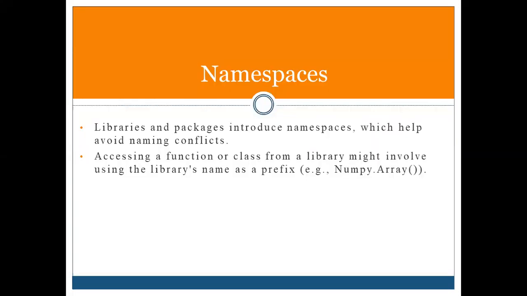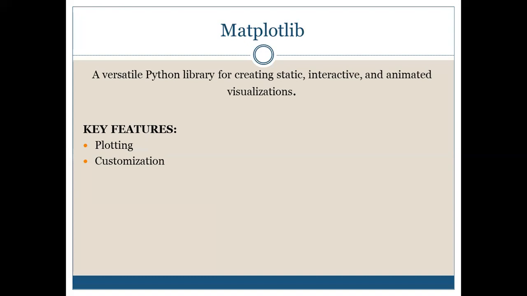The last one is the Matplotlib library. It's a versatile Python library for creating static, interactive, and animated visualizations. The key features of this library are that it provides a wide range of chart types: line plots, bar charts, scatter plots, histograms, and many others, and it is also highly customizable for creating publication-quality graphics.